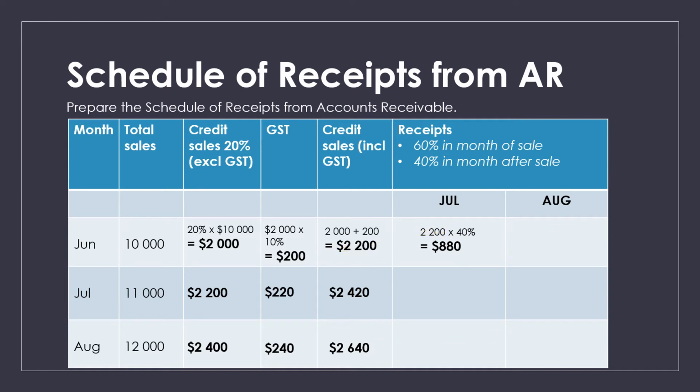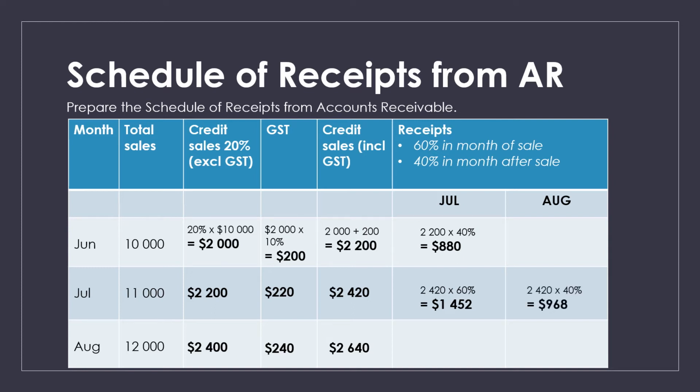Moving on to the credit sales in July, we can see that the total credit sales including GST is expected to be $2,420. We are expecting 60% of this amount to be received in the month of sale, which is July itself. Therefore, we take $2,420 multiplied by 60% to give us $1,452 of receipts from accounts receivable in July.